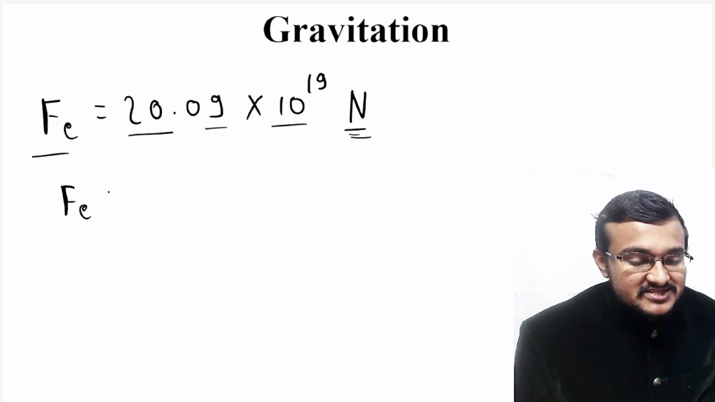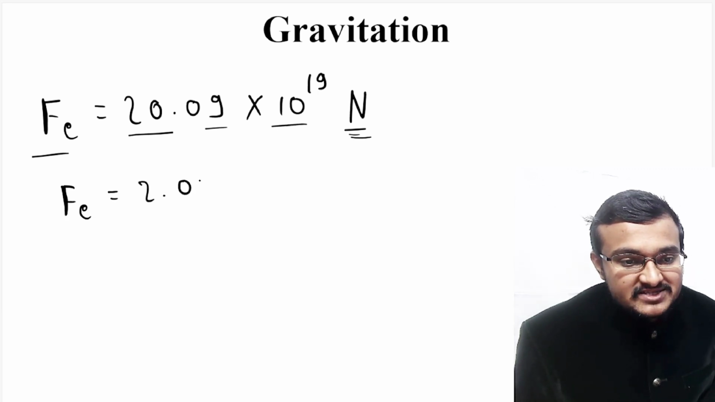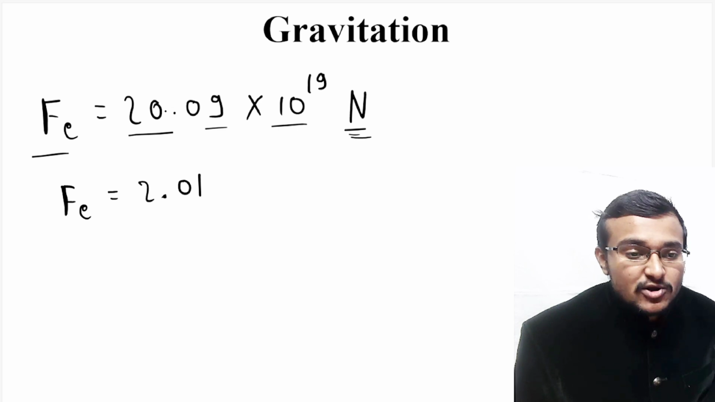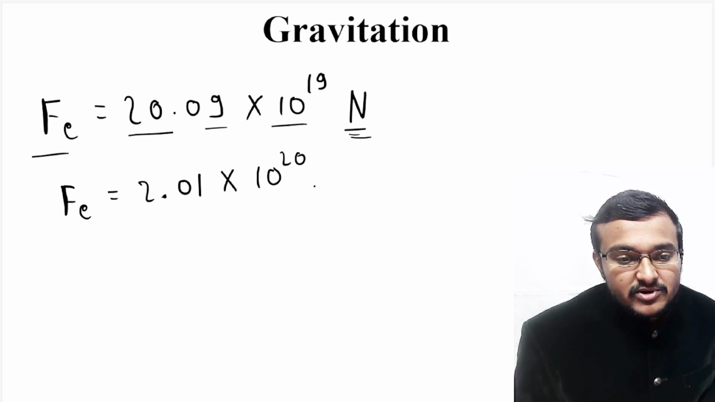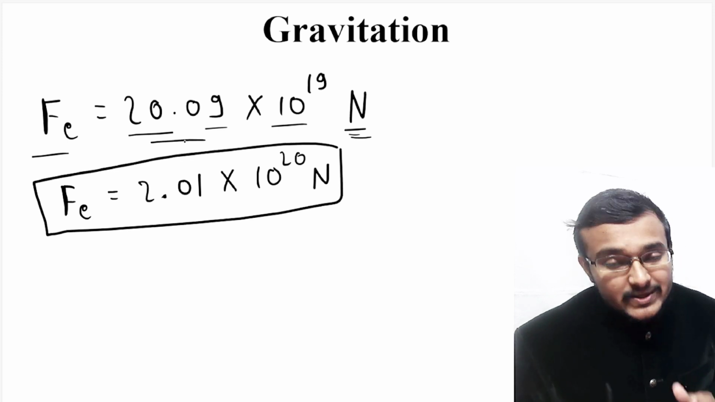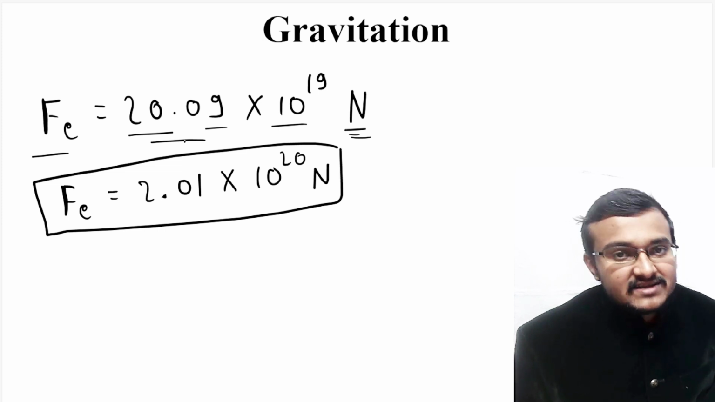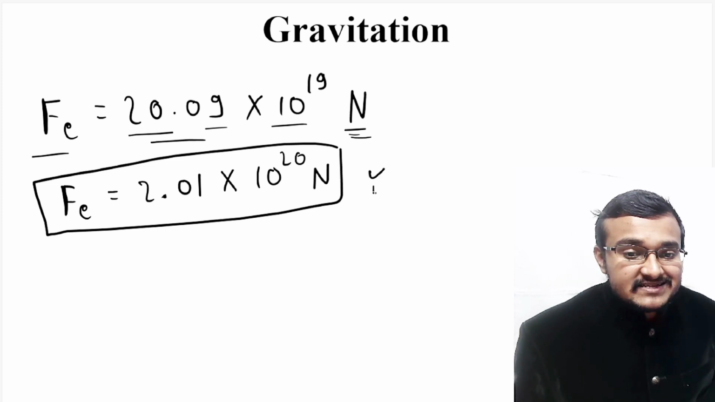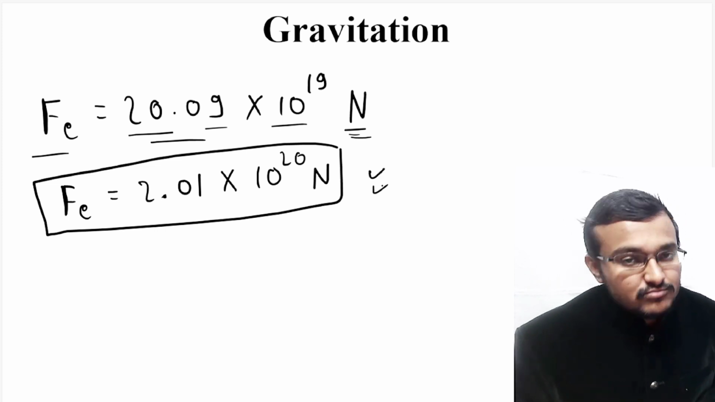Or you can just write this as 2.0, so this 09 can be rounded off to 20.1. If you bring this decimal point to this side, then it will become 2.01 into, here you have to increase the power, so 10 power 20 Newton. So 2.01 into 10 power 20 Newton, or 20.09 into 10 power 19 Newton. So this is the force exerted by Earth on the moon.